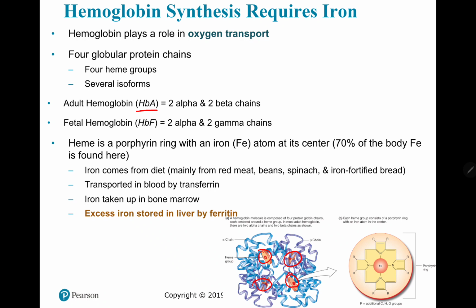This is the heme group right here that's in the center of those polypeptide chains. The heme is a porphyrin ring with an iron atom in the center, and this is where 70% of your body's iron is found. Iron comes from your diet, mainly from red meats, beans, spinach, and iron fortified foods, such as iron fortified breads. That iron is transported in the blood by transferrin, and iron is taken up in the bone marrow. Excess iron is stored in the liver by ferritin.